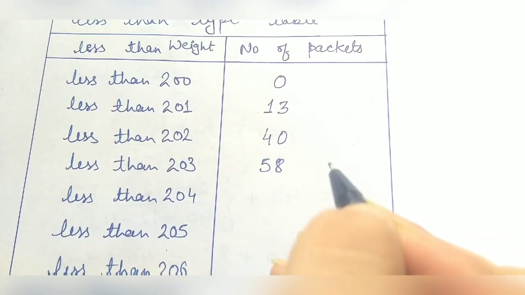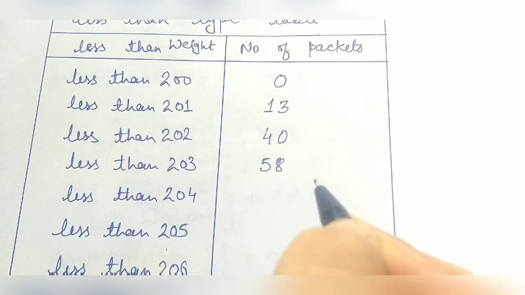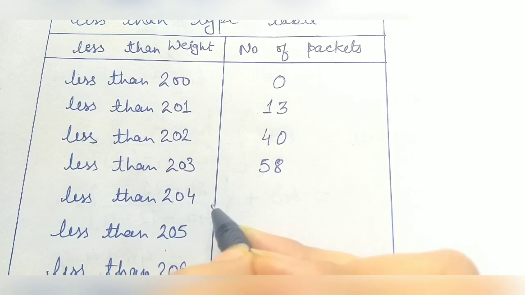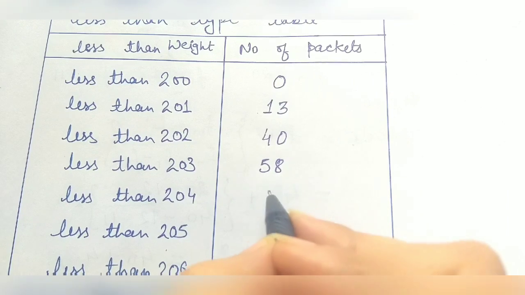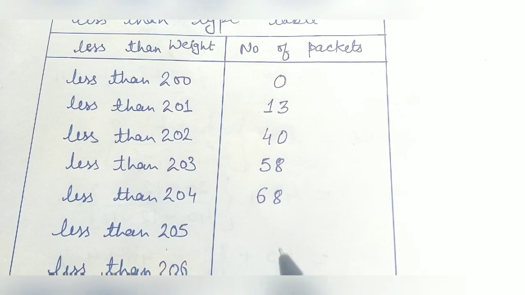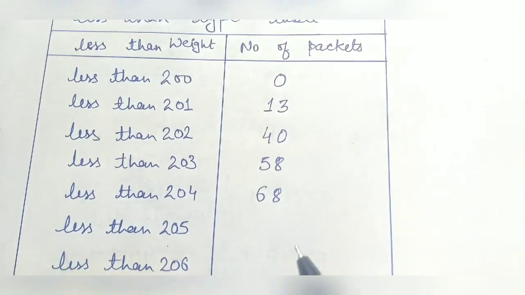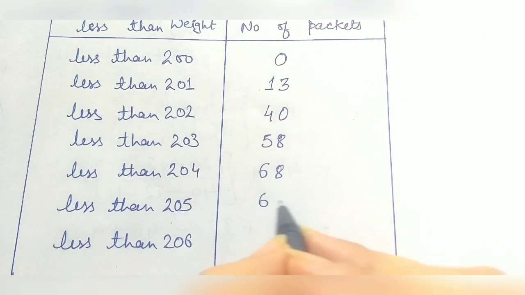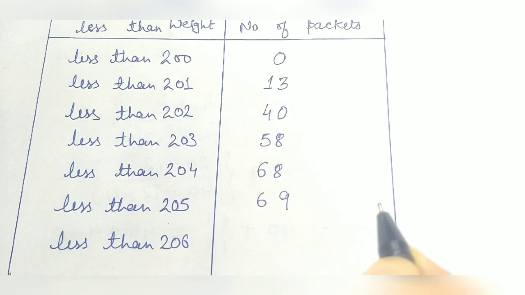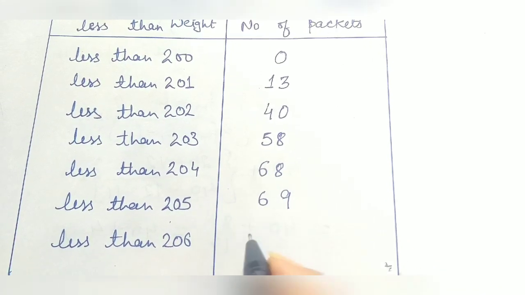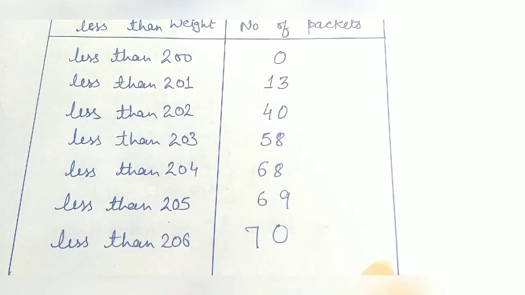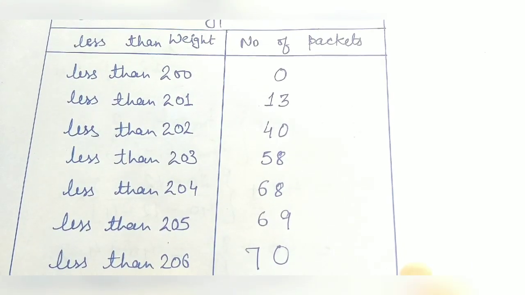The next is less than 204. In 204 we have the value 68. Add 58 plus 10 equals 68. And next we have 69, because we have a value of 1 packet in interval 204 to 205, and the last value is 70, which is the sum of total frequency or the sum of total number of packets.